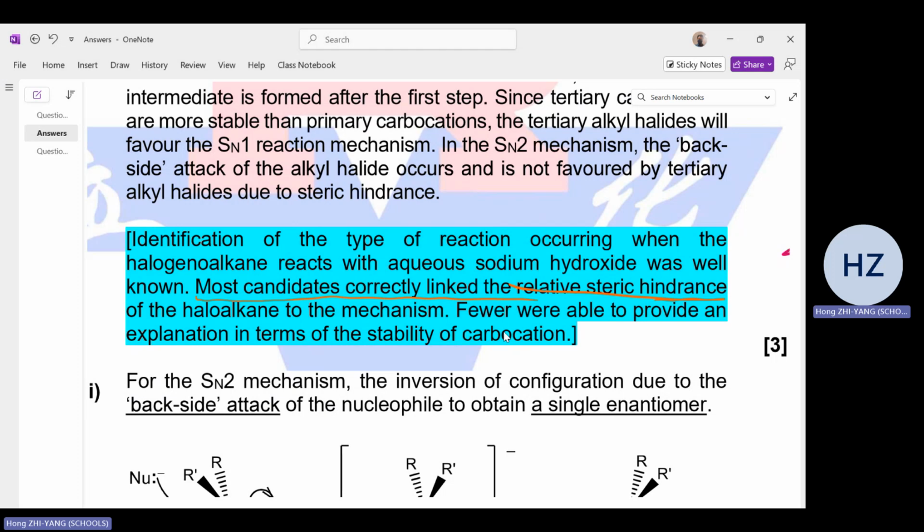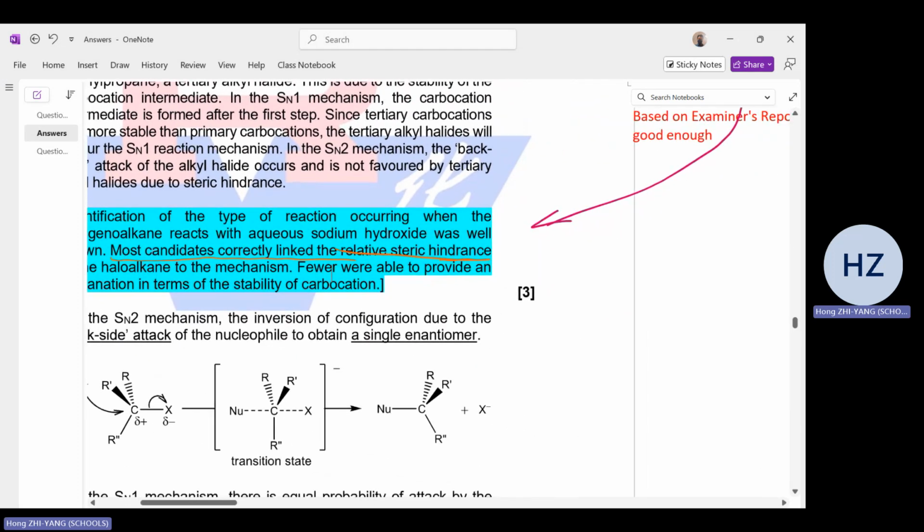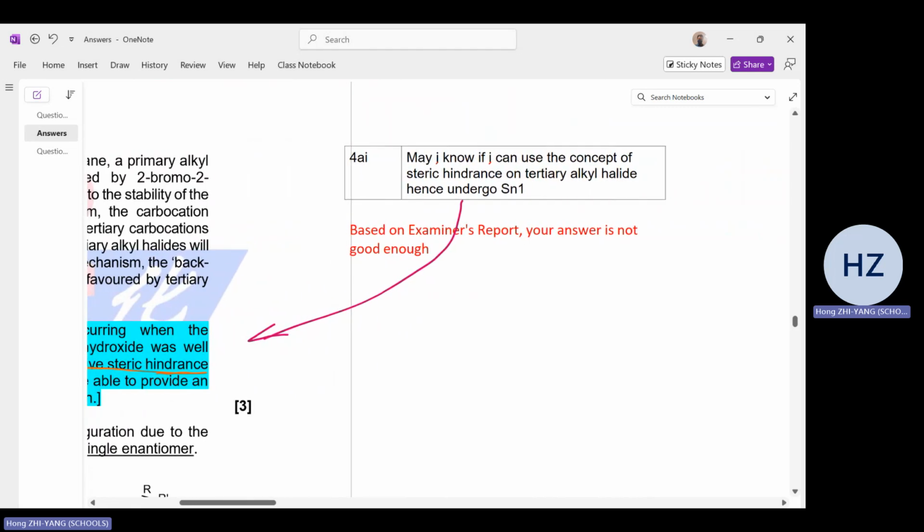Which means what? More R groups, more electron donating effect, then disperse the positive charge. They want that answer first. I hope it helps. Before you say the steric hindrance doesn't allow you to go for SN2. So that's my take on this. I don't think I have any more for 4A.